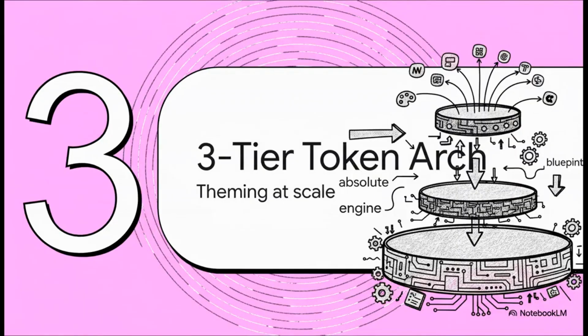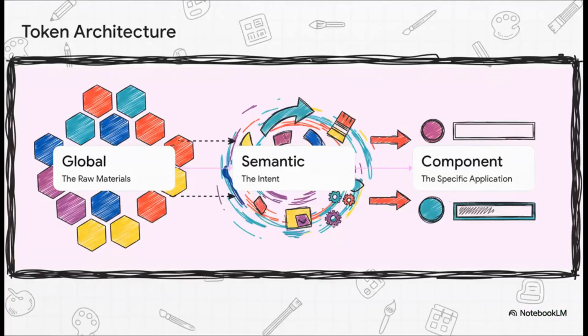Section 3. The three-tier token architecture, the blueprint for theming at scale. Listen, this is the absolute engine of multi-brand theming. You just can't achieve scale by hard-coding hex values into your components. You have to use a highly structured three-tier token system. Step 1. Global tokens. These are your raw materials, your base hex codes in their absolute purest form, like your raw reds and blues.